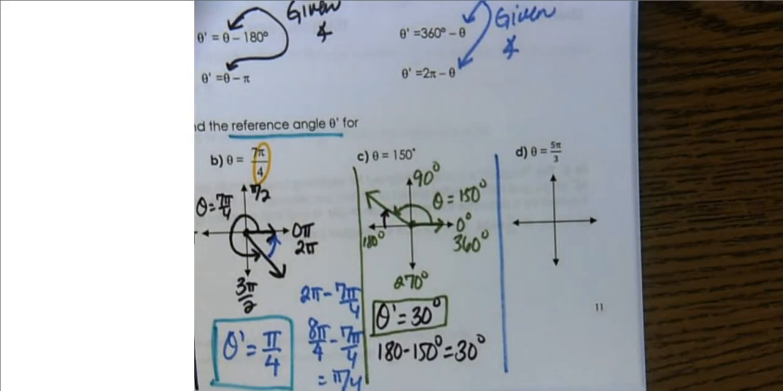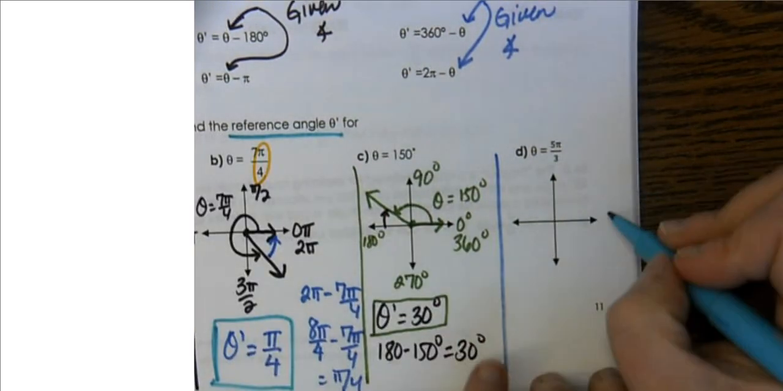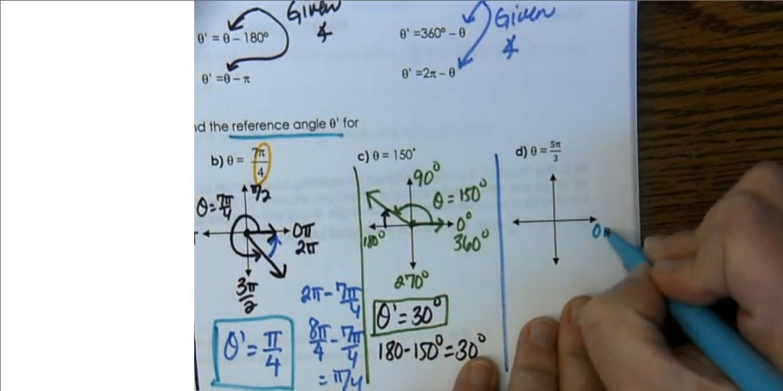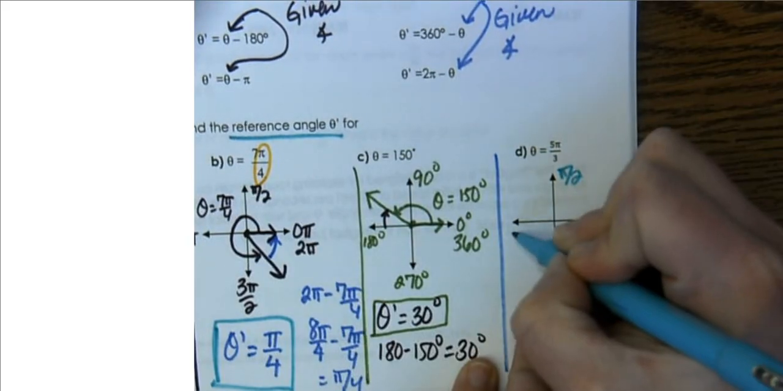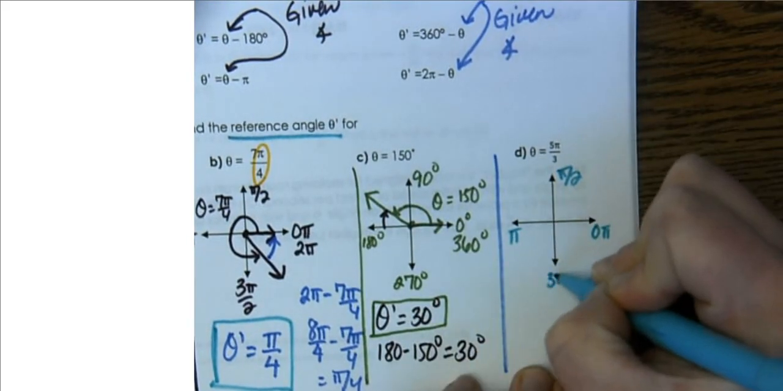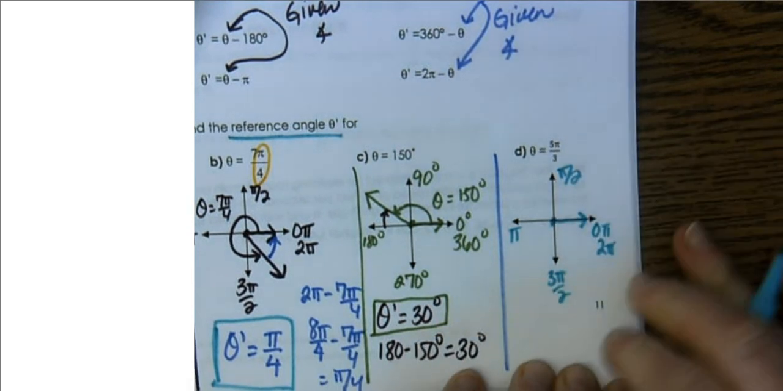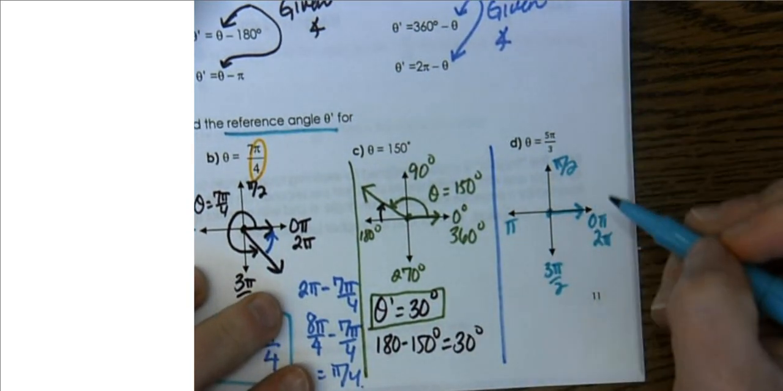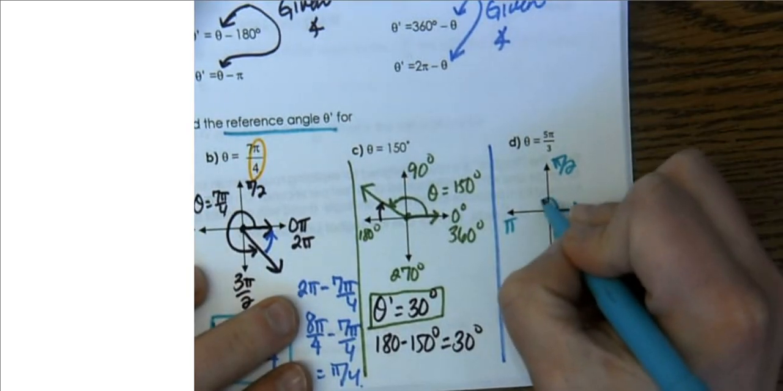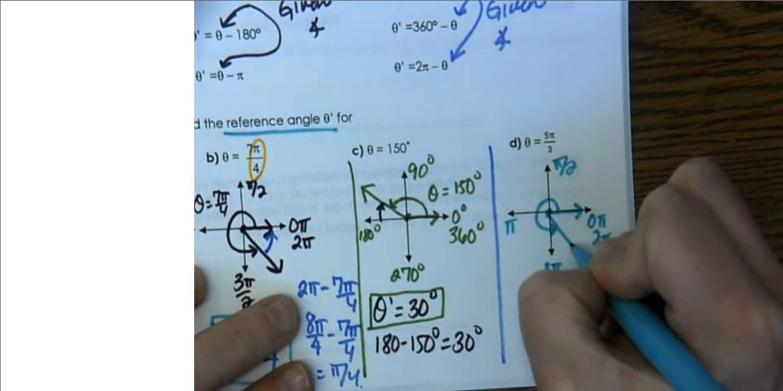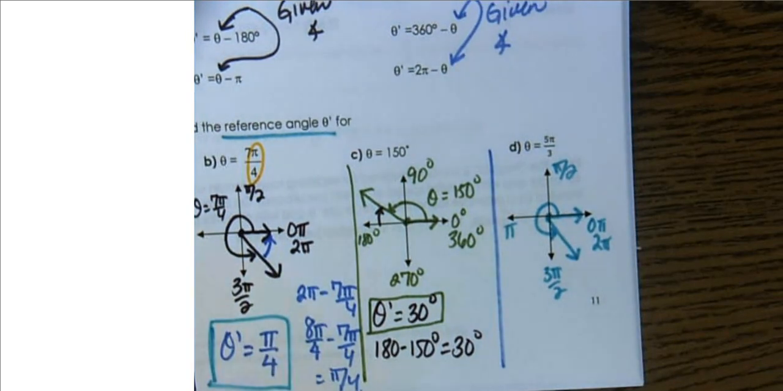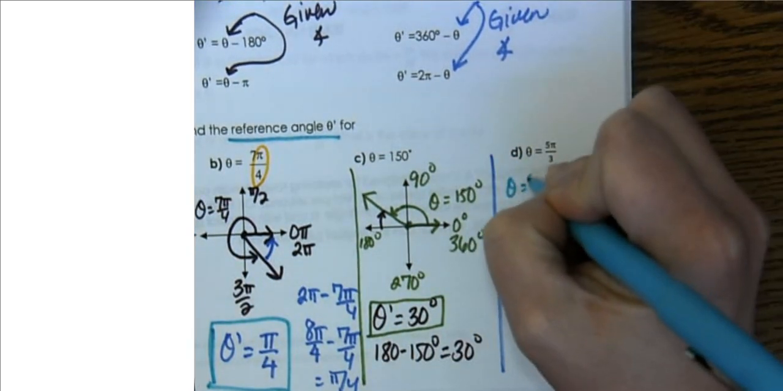Let's go ahead and graph 5π/3. So I have 0, π/2, π, 3π/2, and 2π. I'm going to plot my initial side. And this is 5π/3, which is almost 6π/3, so it's almost 2π, but it lands about right here, a little short of it. And that is what θ equals 5π/3 actually is.